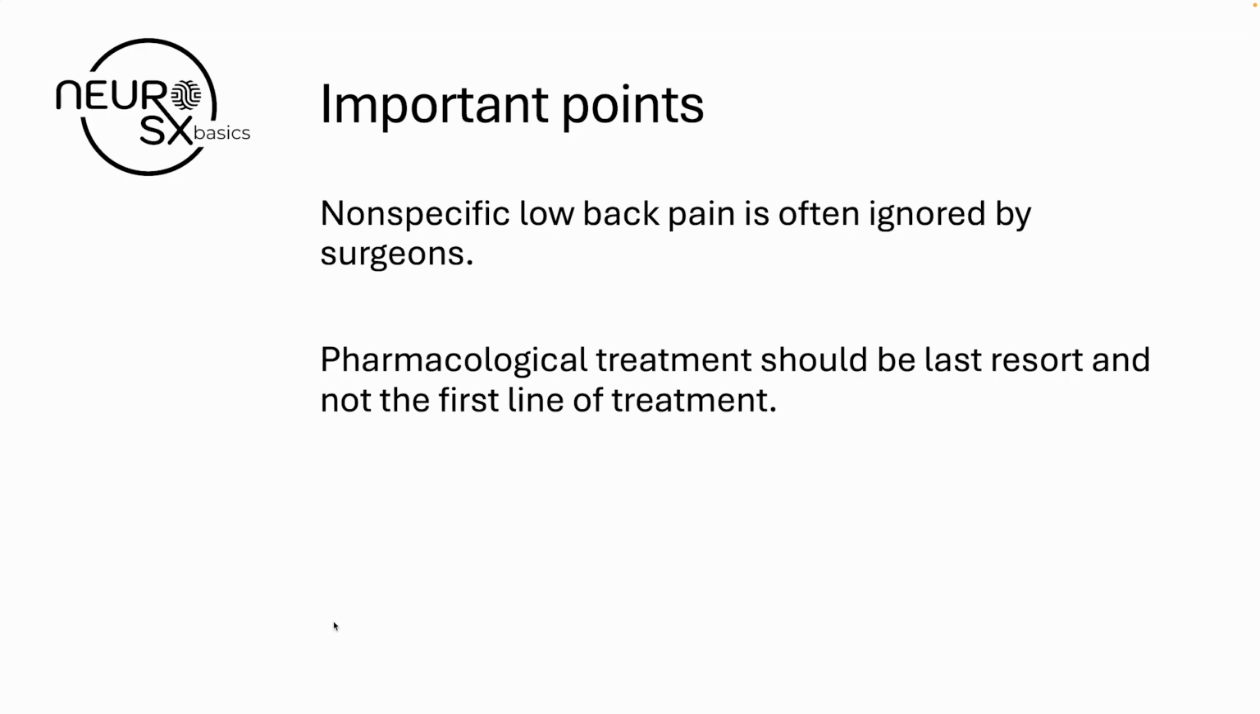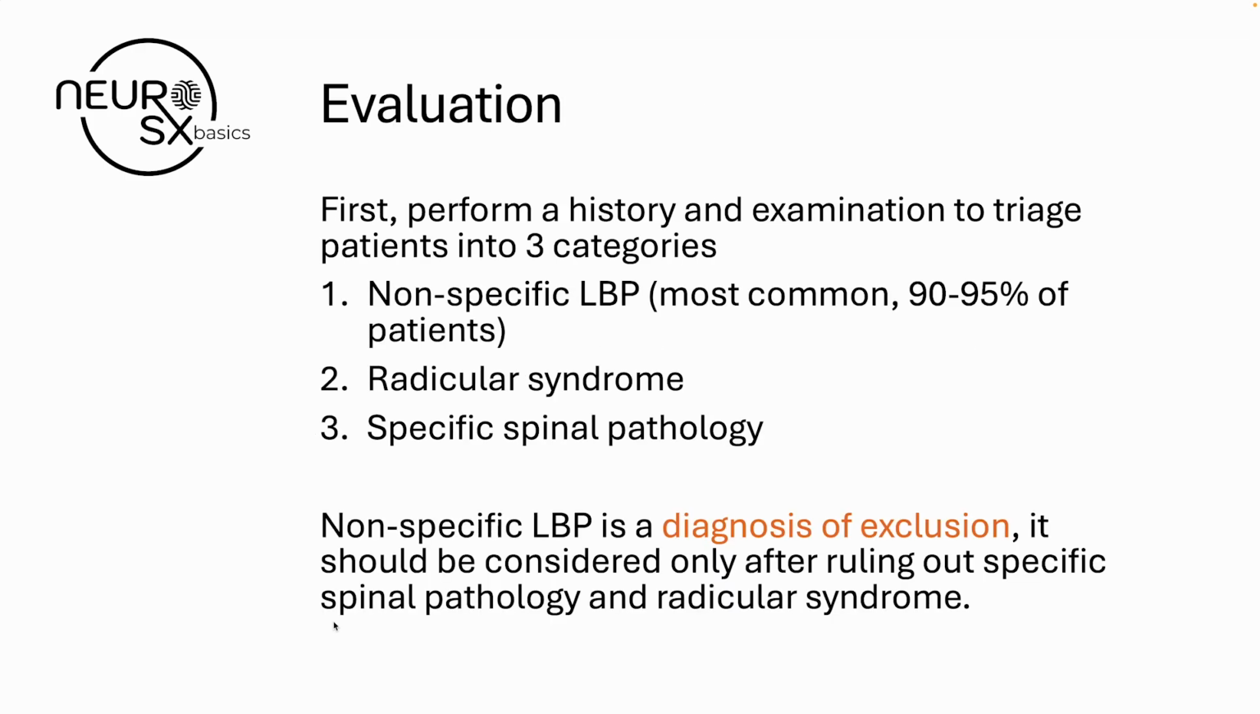of low back pain. Now, when we evaluate any patient with low back pain, what should we look for? Basically, if any patient comes to your clinic with low back pain, perform a history and examination to triage the patient into 3 categories. The categories being non-specific low back pain, which will be the most common type, about 90 to 95% of patients. The other 2 categories being radicular syndrome and specific spinal pathology.